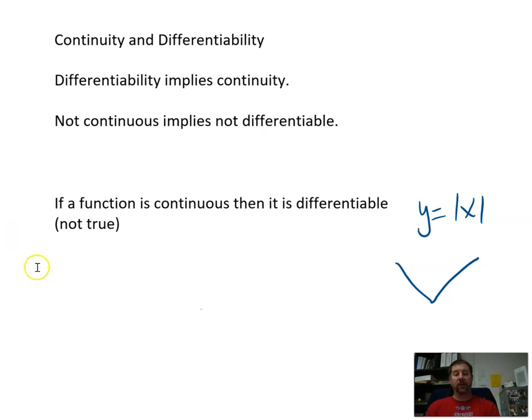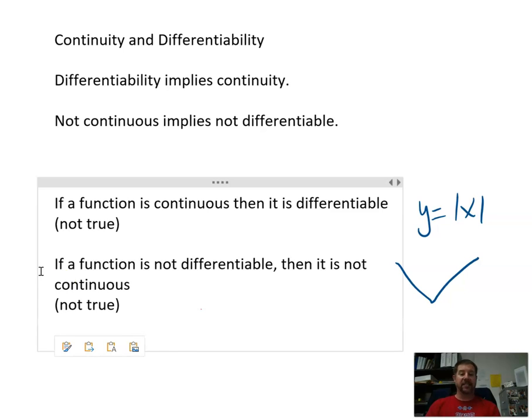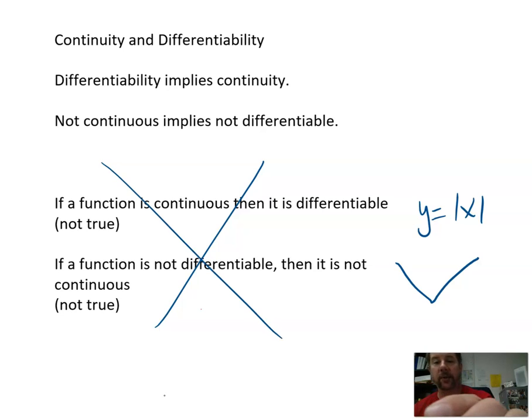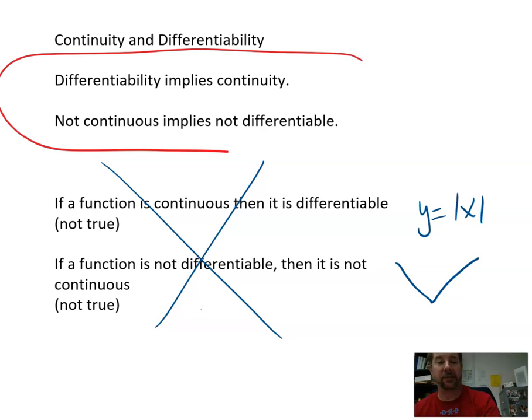And the inverse also is not true. The inverse is if a function is not differentiable, then it is not continuous. You just negate the two things. Well, again, this function is not differentiable, but it is continuous. So these two things we've got to watch out for, stay away from. Don't get them confused. Those are not true statements. The true statements that we really need to focus on are: if a function is differentiable, then it is continuous, and its contrapositive, if a function is not continuous, then it is not differentiable. Those two things are true.